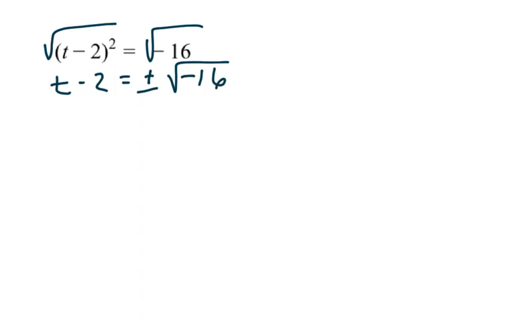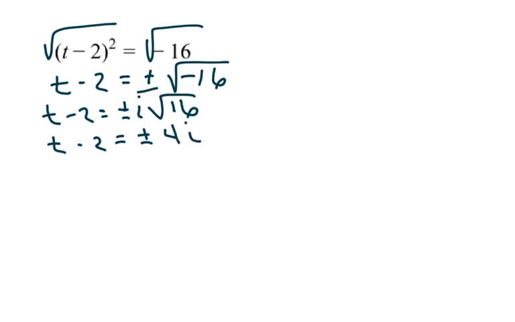Now we learned that we've got to break this square root down. First thing I want to do is get rid of that negative sign. To get rid of that negative sign, we've now learned, just take an i out front. And now we know the square root of 16 is 4, so t minus 2 equals plus or minus 4i. And the last step is to add 2 to both sides. So here we go. t is going to equal 2 plus or minus 4i.